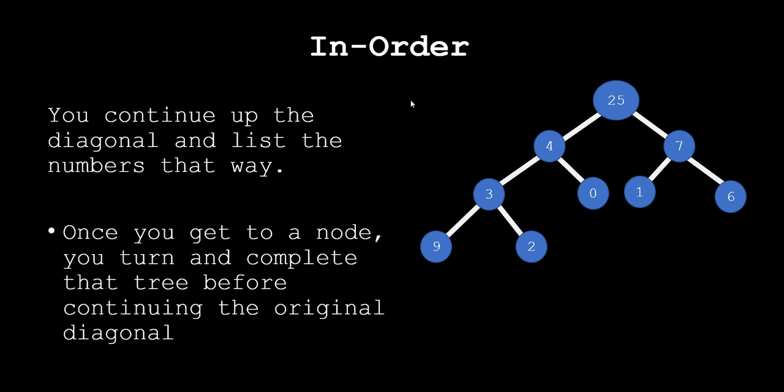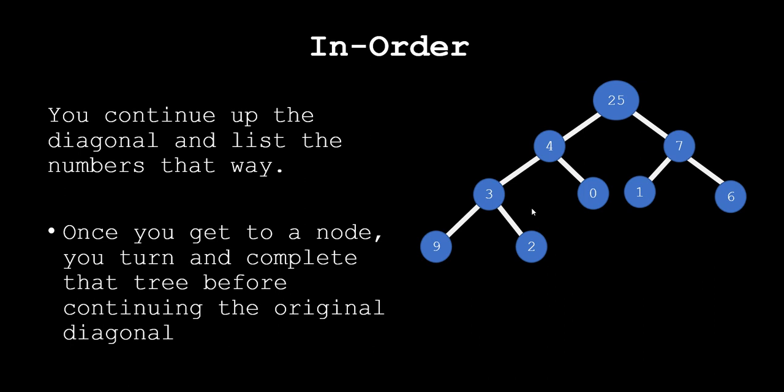In order is kind of like you're going up a diagonal, because what you're going to do is go to the left first, then you're going to print out the node, and then you're going to go to the right. So in this one, we're going to do this left tree, then we're going to do 25, and then we'll do the right tree. You have to do the left side first, so we're going to go all the way down to this very left leaf before we're able to print any other ones. So you get 9, then we actually do that parent node, so that's 3, and then we go to the right. So the left, the actual node, right.